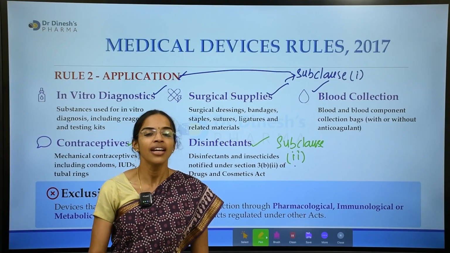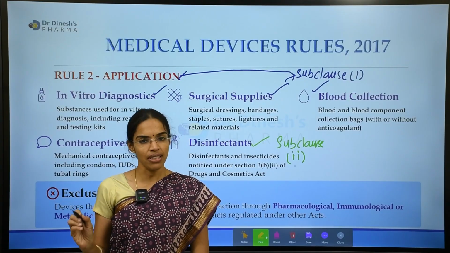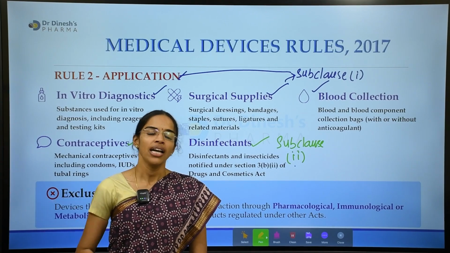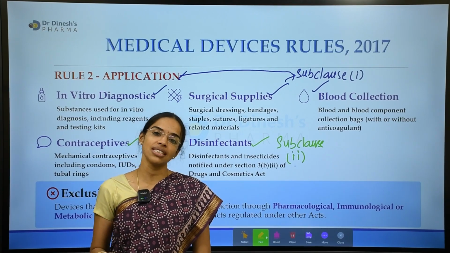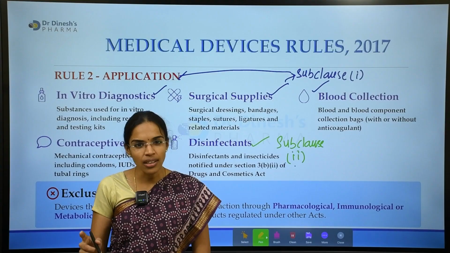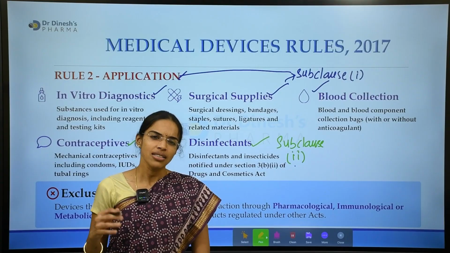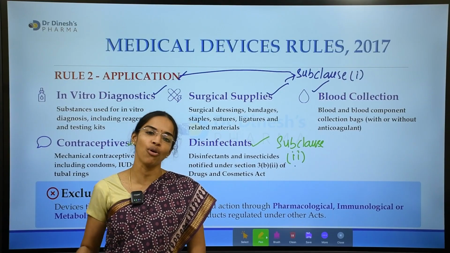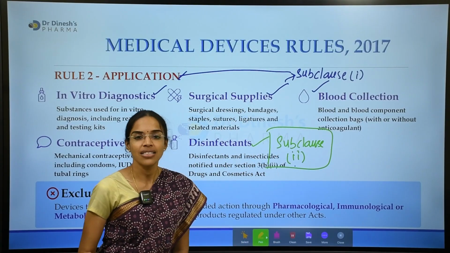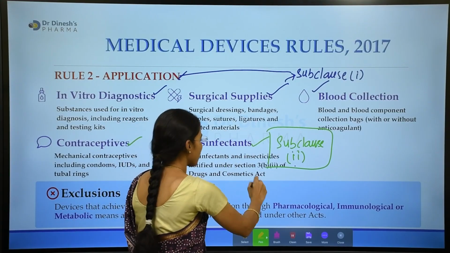If a question appears like, disinfectants or mechanical contraceptives are covered under which subclause of MDR 2017, and the options may be subclause 1 of Rule 2, subclause 2 of Rule 2, subclause 3 of Rule 2, or something like subclause 1 of Rule 4, then the answer should be subclause 2 of Rule 2 of MDR 2017. So this is about subclauses 1 and 2.